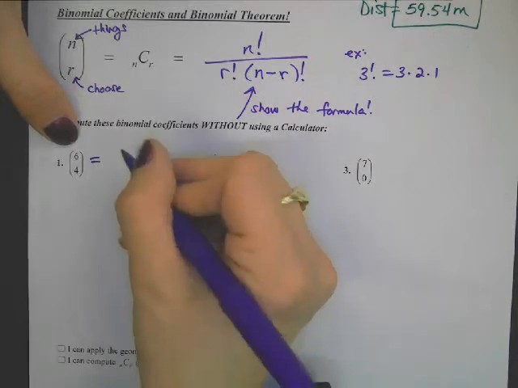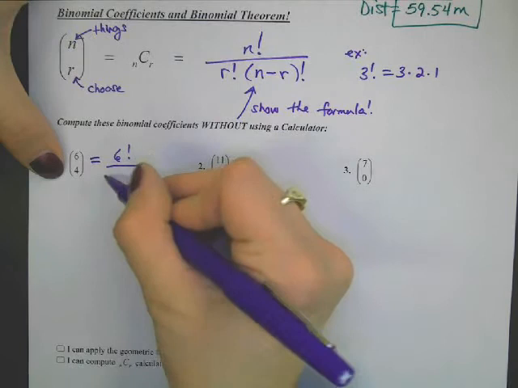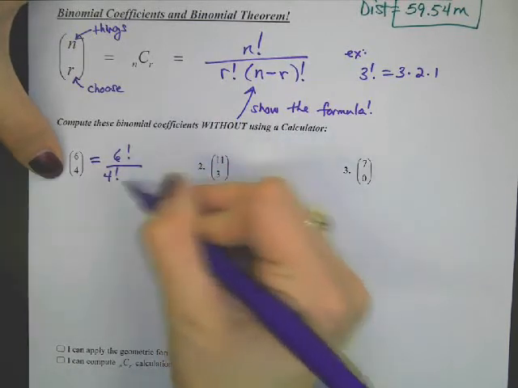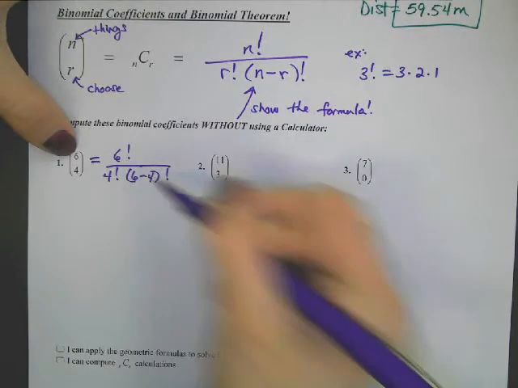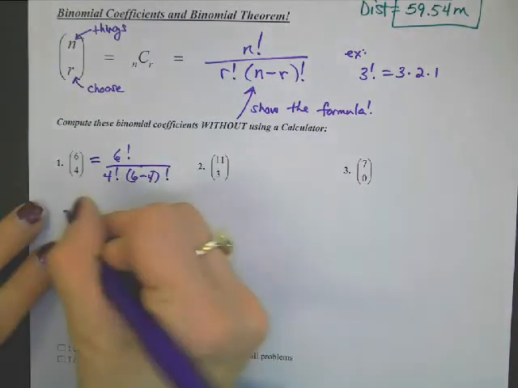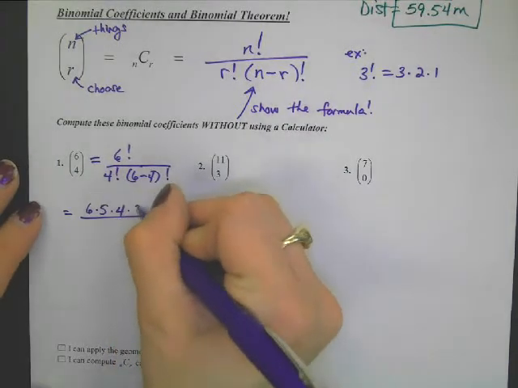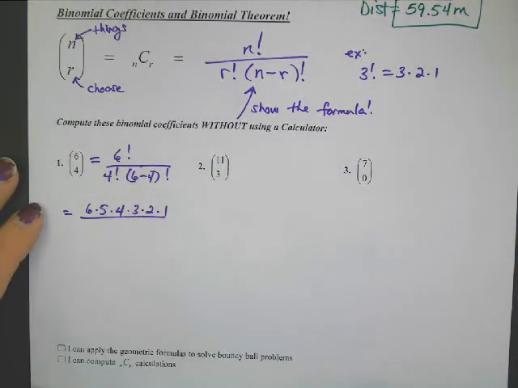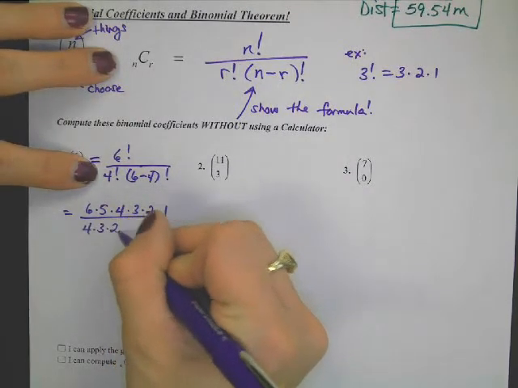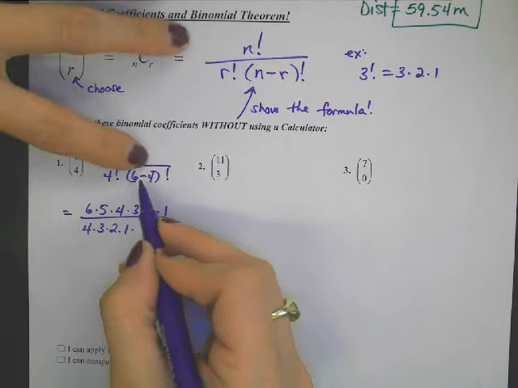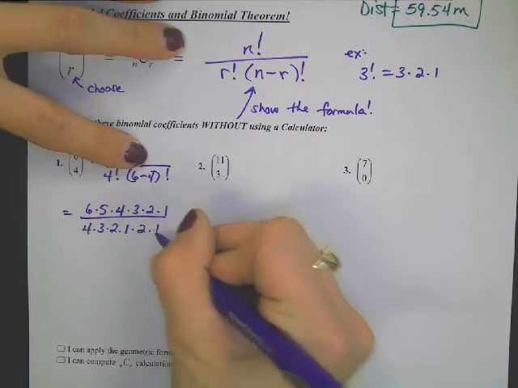In the numerator, it's 6 factorial. The bottom number goes in the bottom, 4 factorial. But then down here, you also need to subtract them. 6 minus 4. So what we need to do in the numerator is 6 times 5 times 4 times 3 times 2 times 1. Now, how about 4 factorial? 4 times 3 times 2 times 1. And 2 factorial is 2 times 1.